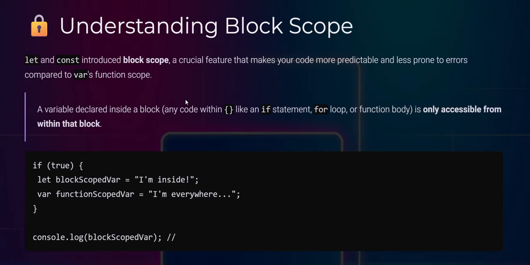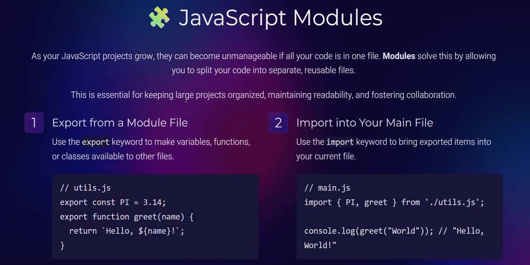Understanding block scope. Let and const introduce block scope, a crucial feature that makes your code more predictable and less prone to errors. As I mentioned here, you can go through it. JavaScript modules: you can either export from utils.js or import from main.js. As it is a very simple topic, you can go through it.